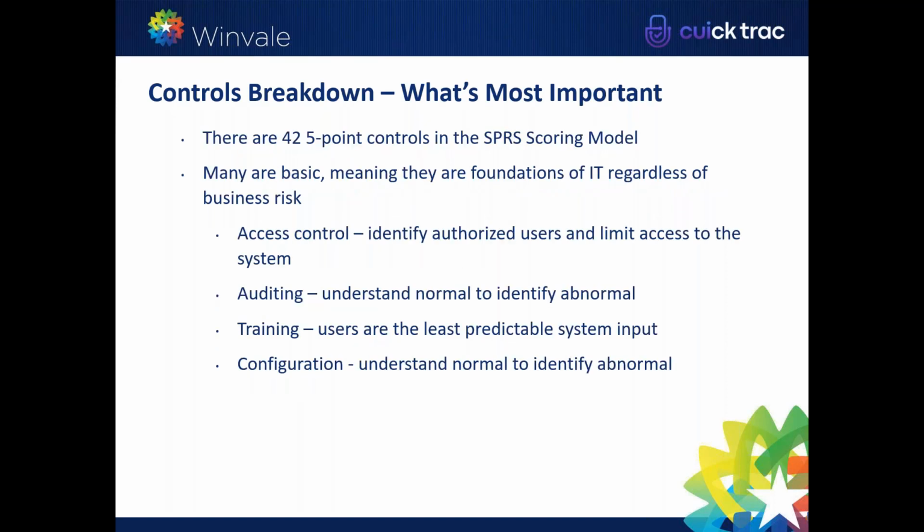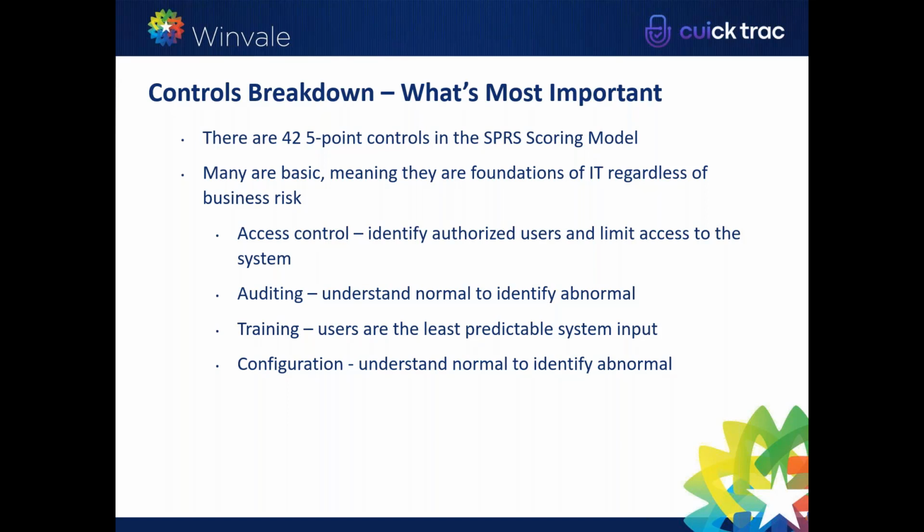All right, so let's look at our next slide now, and we'll continue just talking about what's most important. So in the SPRS scoring model, there's 42 5-point controls. Many of those are going to be basic controls, meaning that they're foundations of your information technology regardless of business risk. And so we can look at that, right, and we can further break down, well, what if I'm talking about CMMC level 1? We can basically cut that number almost in half to say that these are the controls that we're going to have to implement under level 1. They're the same controls for the most part.